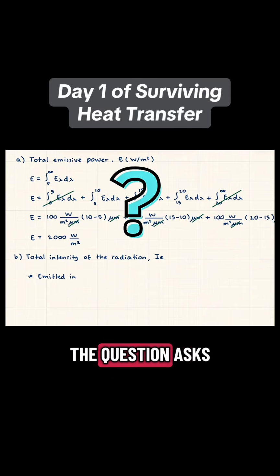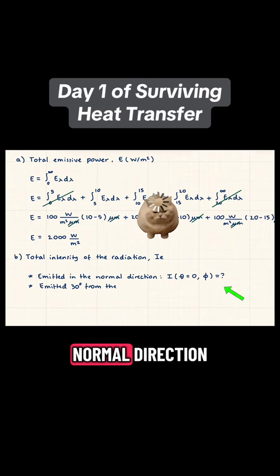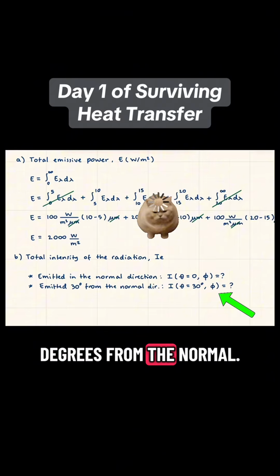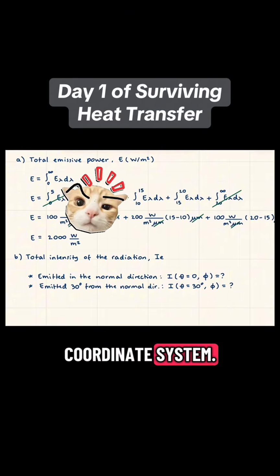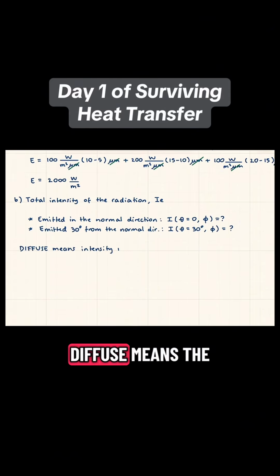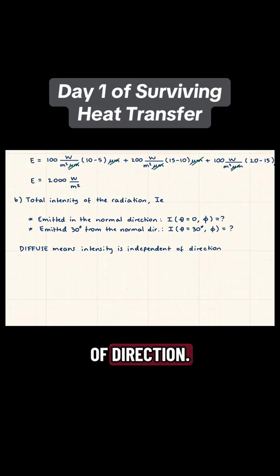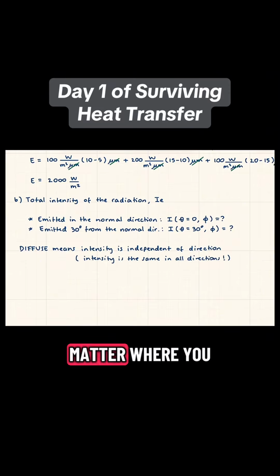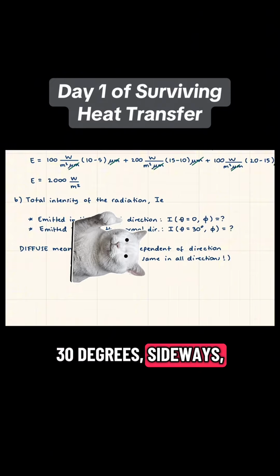Next, intensity. The question asks for the intensity emitted in the normal direction, and also 30 degrees from the normal, before we even think about a coordinate system. Notice the key phrase in the problem: diffuse surface. That is the magic word. Diffuse means the intensity is independent of direction. Or in plain English, intensity is the same no matter where you look. Normal, 30 degrees, sideways, all the same value.